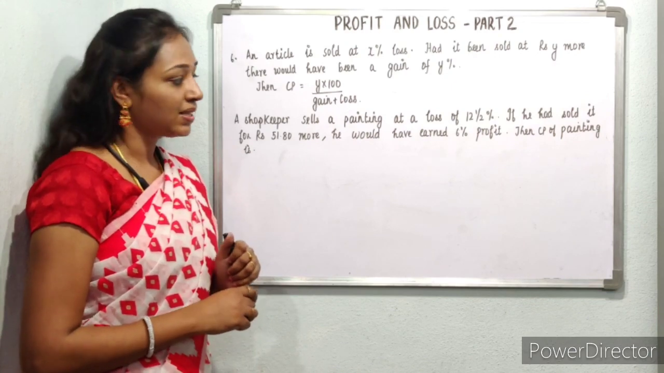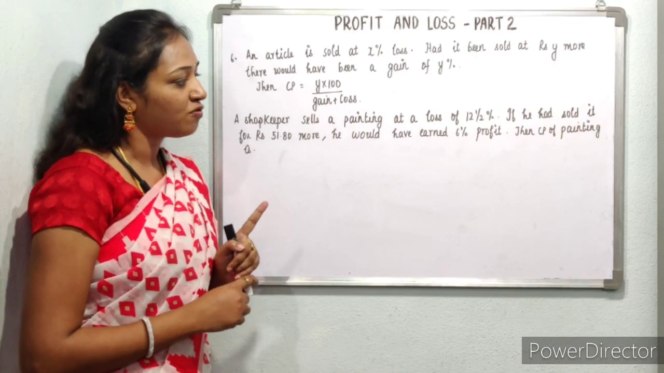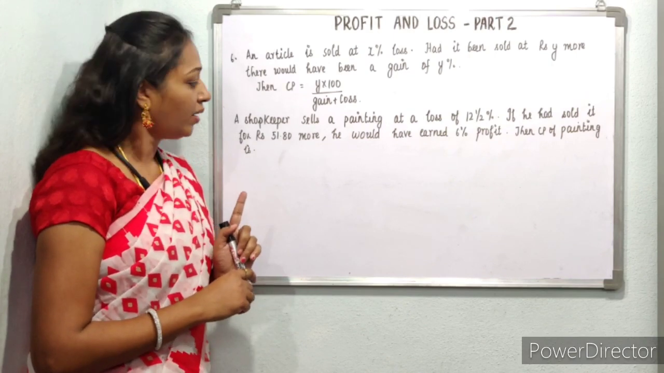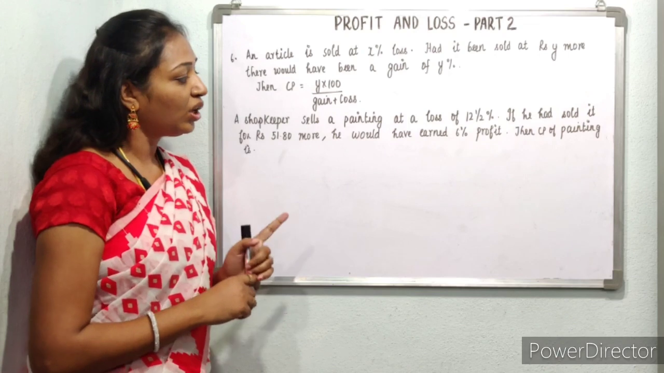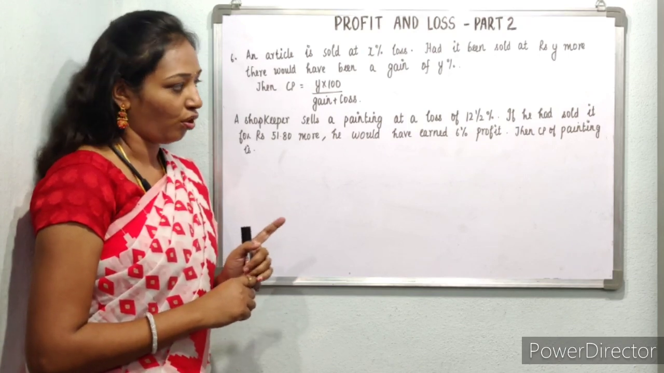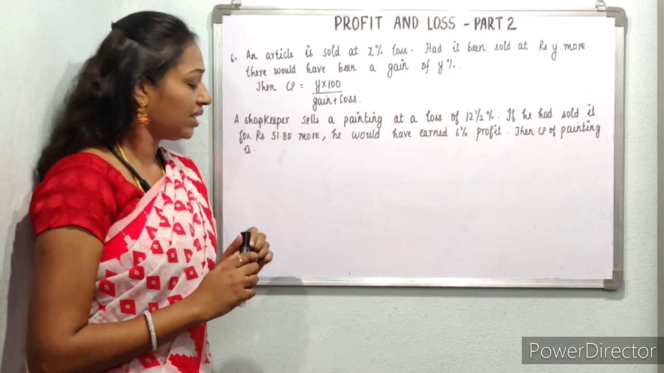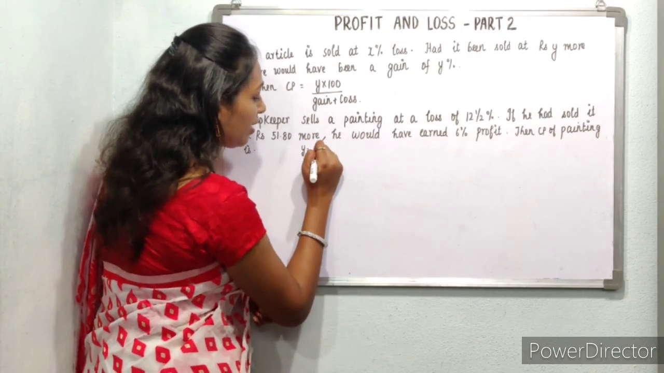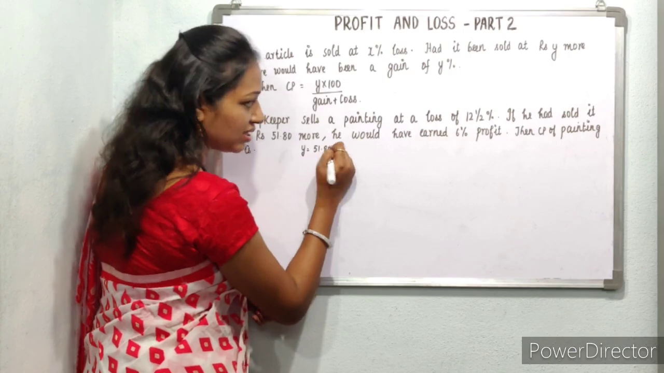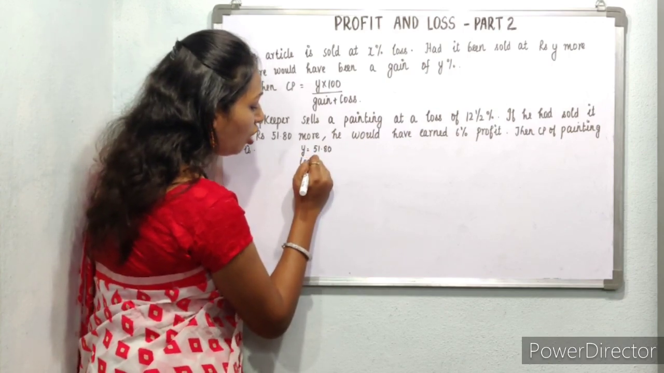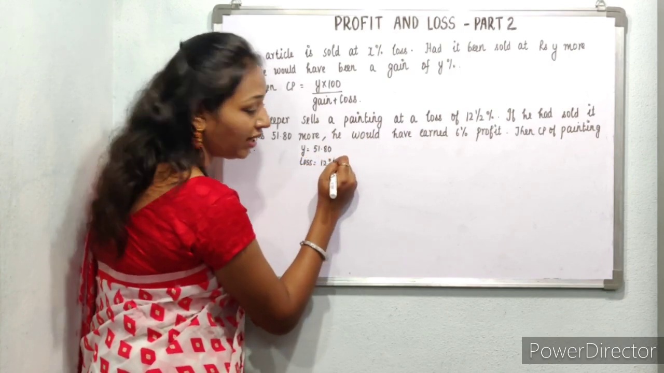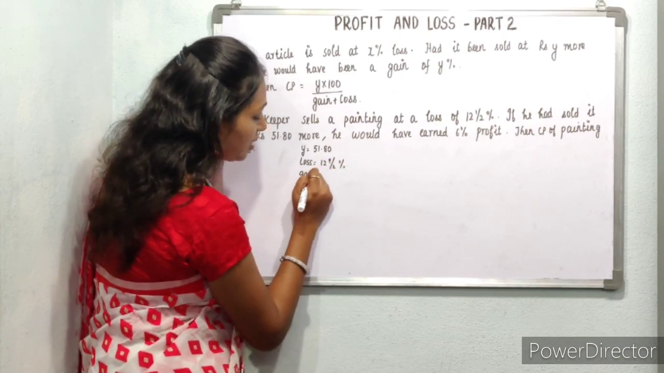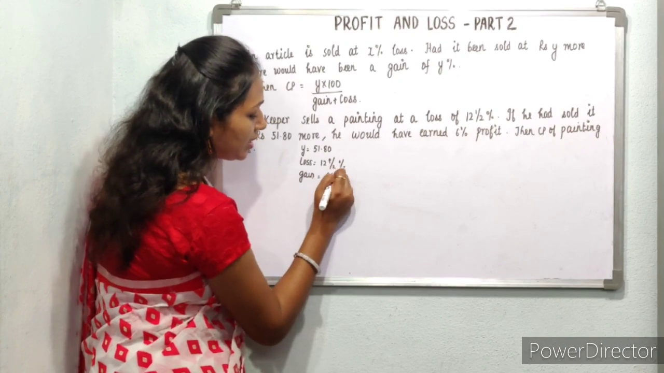A shopkeeper sells a painting at a loss of 12.5%. If he had sold it for rupees 51.80 more, he would have earned 6% profit. Then the cost price of the painting is. So it's a direct problem. So we can solve. The value of Y is 51.80. And they have given loss equal to 12.5%. And gain is a profit equal to 6%.